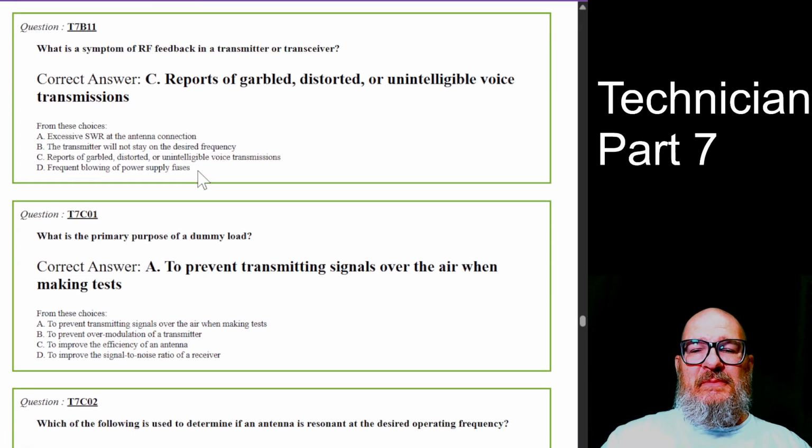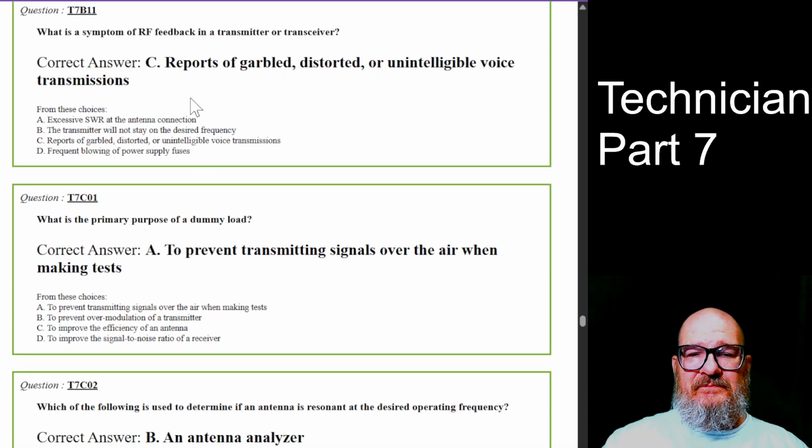What is a symptom of RF feedback in a transmitter or transceiver? Reports of garbled, distorted, or unintelligible voice transmissions.